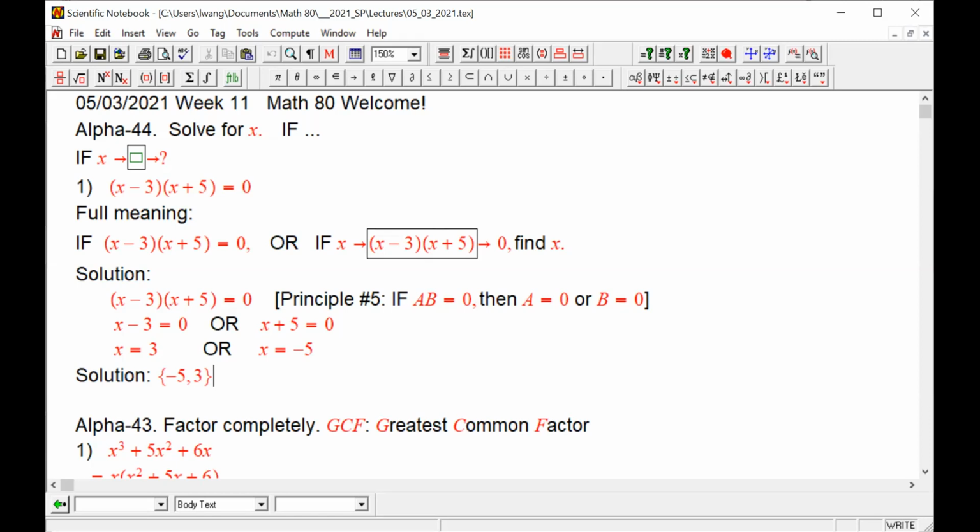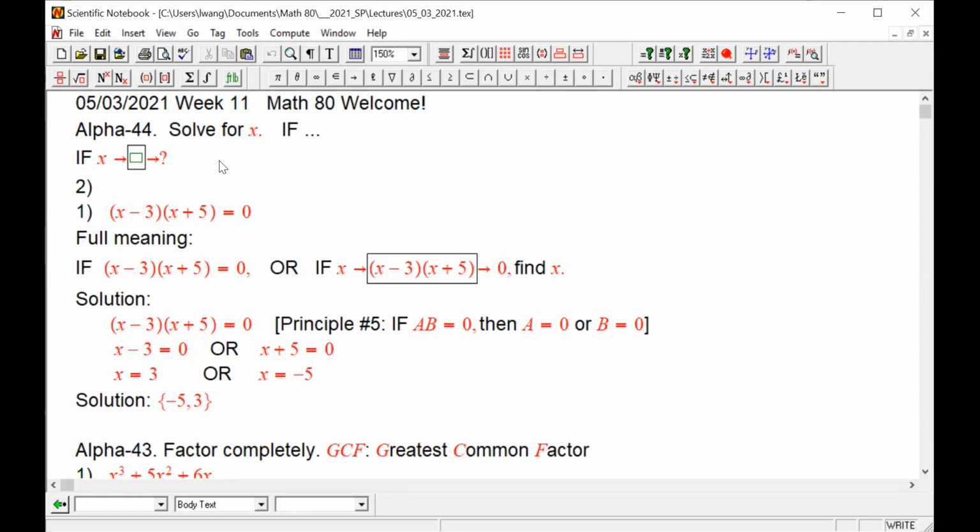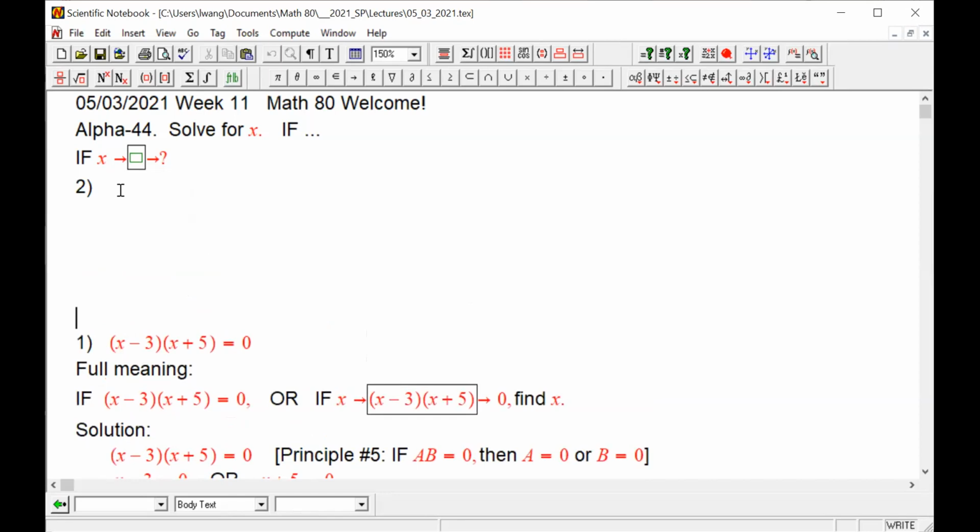All right, so let's try another one. This time, how about we try number 2? Do you want to try number 2? 5x times x minus 7, x plus 3 equals 0. How do we view this?